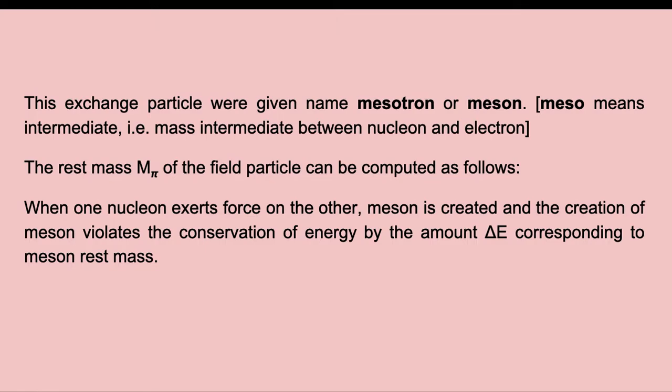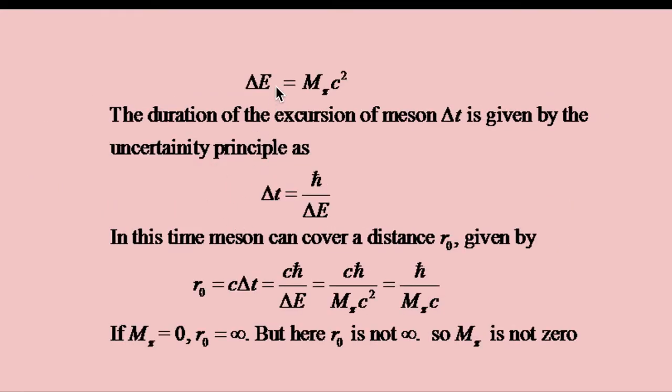So in a system, it has a definite amount of energy. So when an additional particle is created, an additional amount of energy is created, which means that it is violating your law of conservation of energy. And that additional amount of energy you can write as its rest mass energy, delta E is equal to m pi c square, where m pi is the mass of that created particle that you are calling the meson. And the duration of the excursion means the traveling, where the field particle is moving from one nucleon to the other. So that is the term excursion, that means traveling of the meson, delta T.